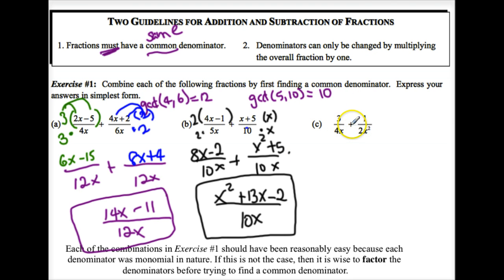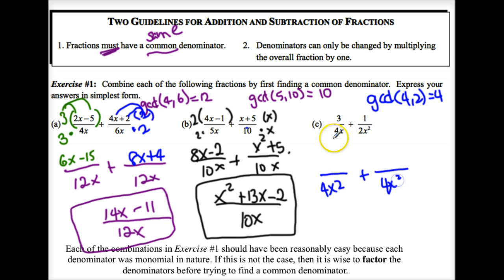So 3 over 4x plus 1 over 2x squared. The first thing I need is a common denominator. So let's see what the GCD of my numbers is. 4 and 2 is actually 4. And then I always take the one that has the highest exponent, or if there's just one of them with an x, I will use that. In this case, this is x to the first and x squared. So the higher exponent is what I'm going to use, which is x squared. So my new denominator should be 4x squared.